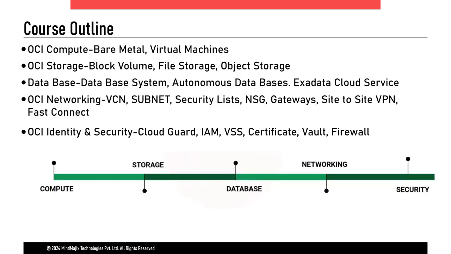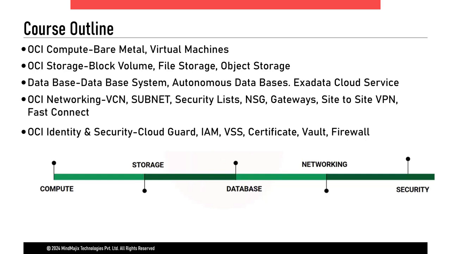Okay, so these are the major sections of the course that will be covered. Basically, in Oracle Cloud Platform, we can focus on 5 major sections: first is compute, second is storage services, third is database services, then networking services, and security services. Here I have given important services and their types.